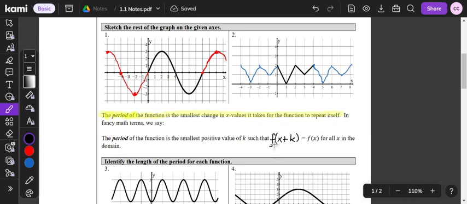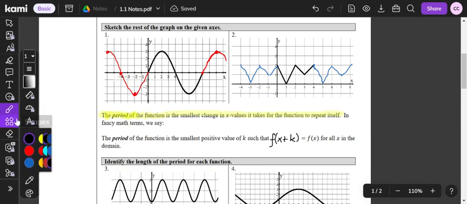Okay, all this means is that if I were to plug in a value of x, let's say 2, and I get a number, all right? I need to know what is the smallest value of k that's going to give me that same number as when I plugged in 2, all right?